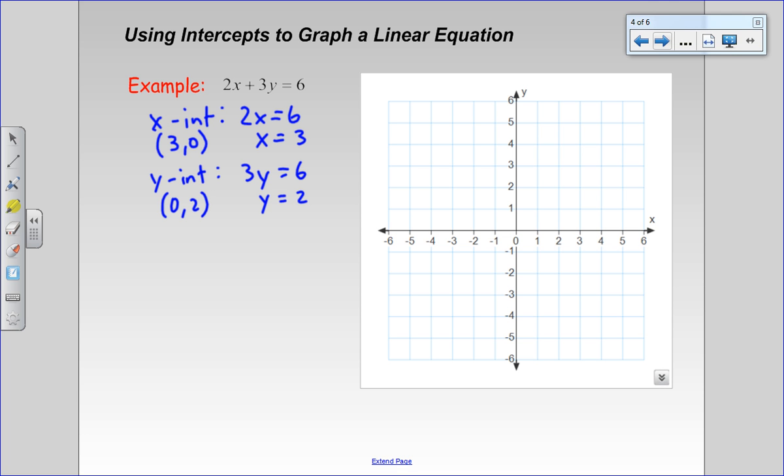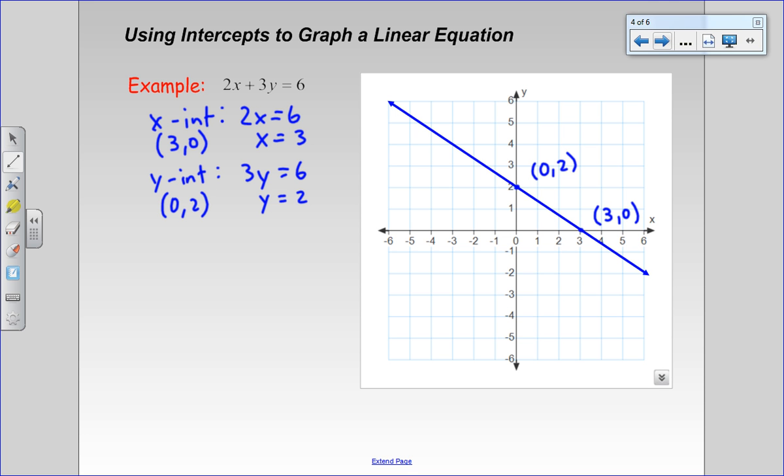We can plot these 2 points on the coordinate plane, 3, 0, and 0, 2. And then we can draw a line that passes through these 2 points. This line is the graph of the equation 2x plus 3y equals 6.